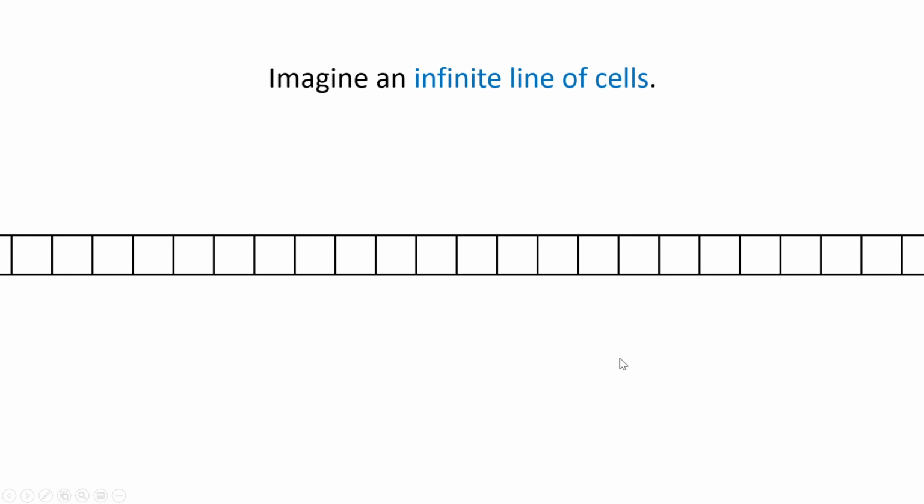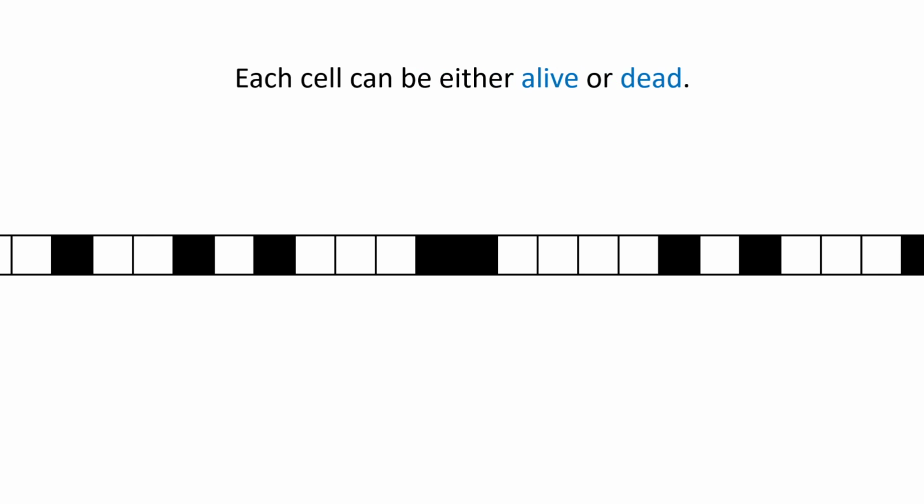So imagine that we have an infinite line of cells like this one depicted here, infinite in both directions. And imagine that each of these cells could either be alive or dead. In this depiction, I'm using black cells to indicate living ones and white cells to indicate dead ones.